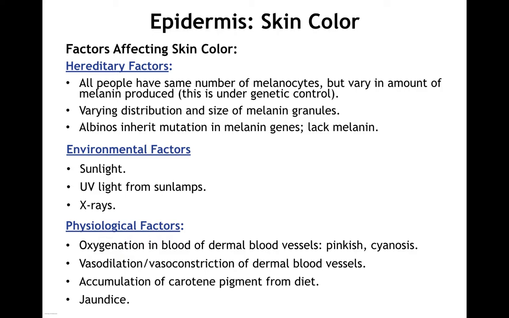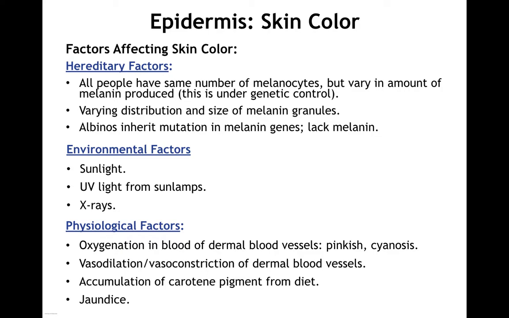The other things that affect color are physiological in nature. Oxygenation of the blood in the dermal blood vessels: if it is well oxygenated, you're going to have a pinkish look to it. If it is less oxygenated, you will have a more bluish look to it, which is referred to as cyanosis. Vasodilation and vasoconstriction of the vessels around the surface of the skin will affect the pigment.